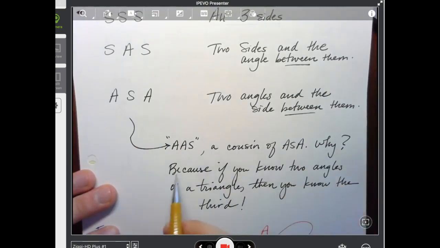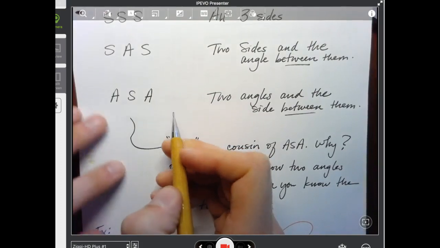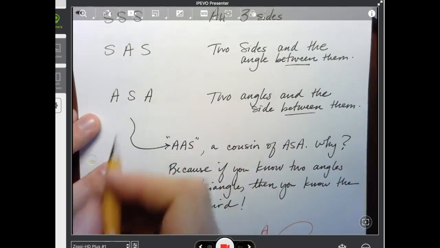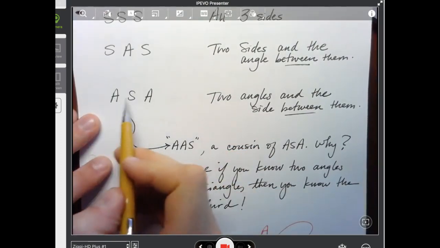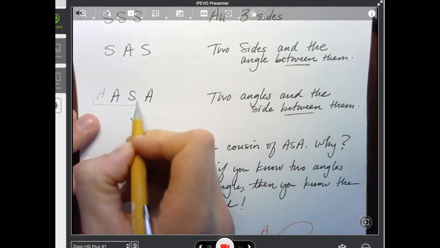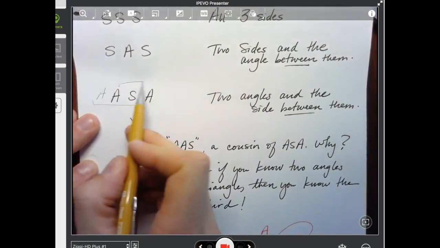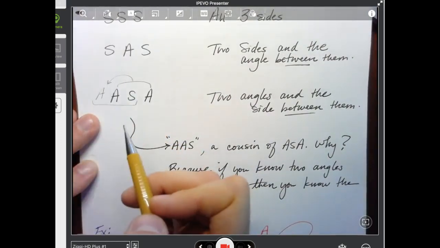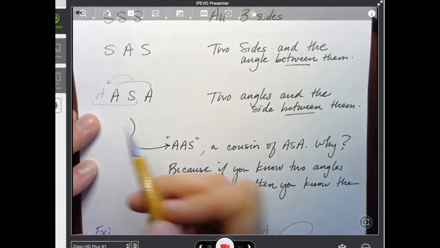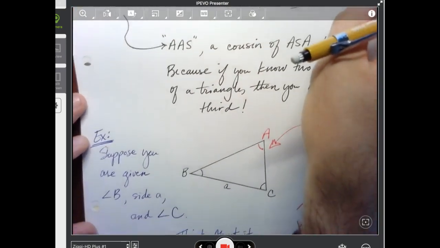Why? Well, because if you know two angles of a triangle, then you know the third one, right? Instead of having angle, side, angle, it's like saying that you put another angle out here and then you're dealing with that. But you already know the third angle because you already know two. And if you know two angles in a triangle, then you also know the third one, right? Because you can subtract from 180. So here's an example of this.